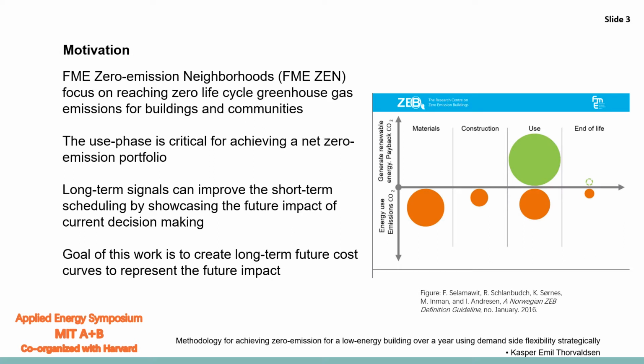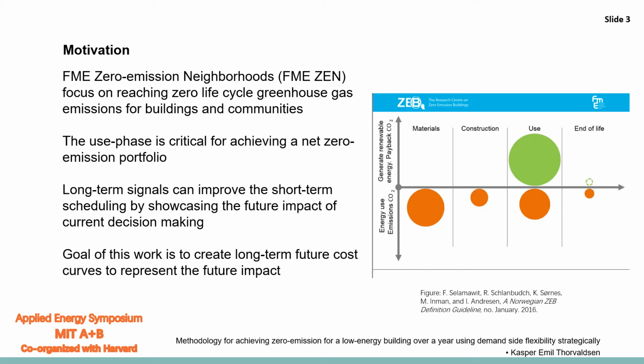So a lot of work has been done on this previously, as shown as an example here on the right side, where they have tried to define the different phases of a building's lifetime and where there are some emissions you can put in each category. And you can see that the most critical one in order to be able to create a zero emission neighborhood or community is the use phase, where you need to have positive emissions savings during that phase.